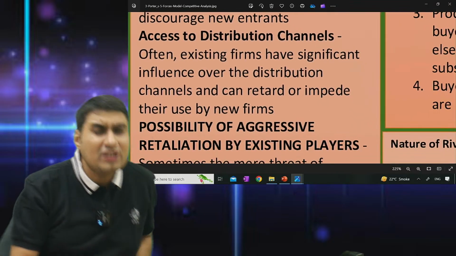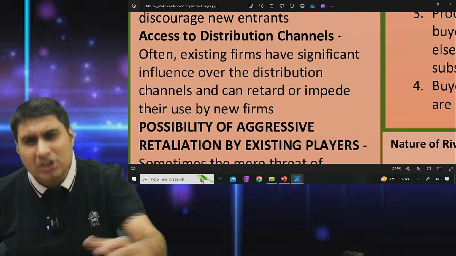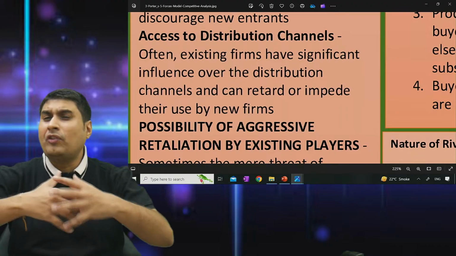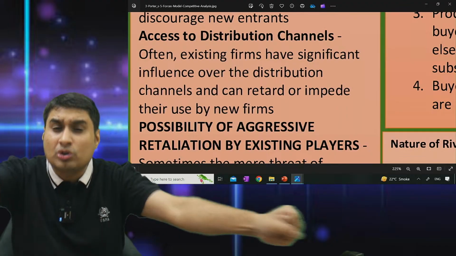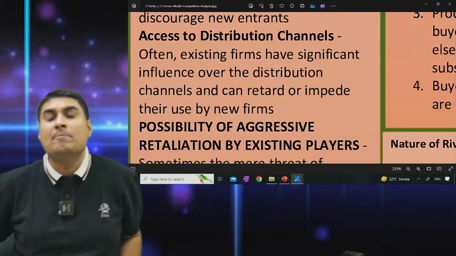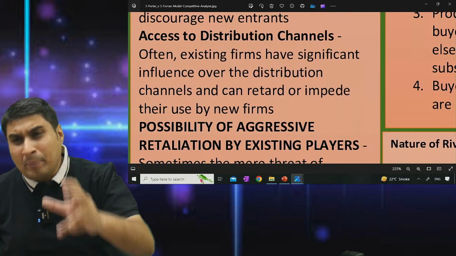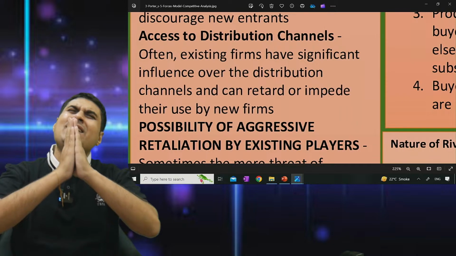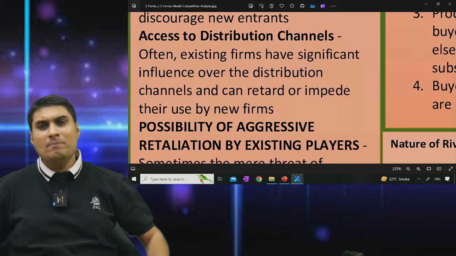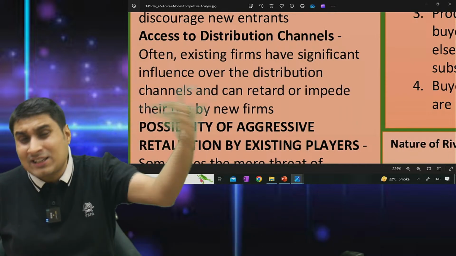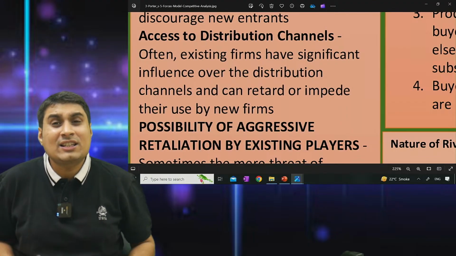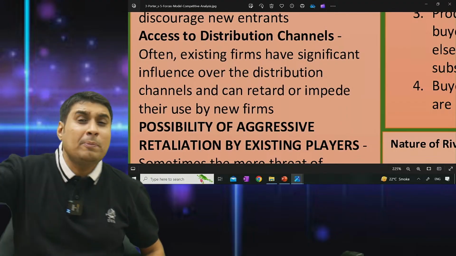Come to the second, distribution channel. Access to a distribution channel is another barrier. New firms can never create a big distribution channel. Look at Procter and Gamble, look at HUL, look at Patanjali. Their distribution channels are big. By the time you create such a channel, you will die. It takes 30 years to create, and these people are very strong.